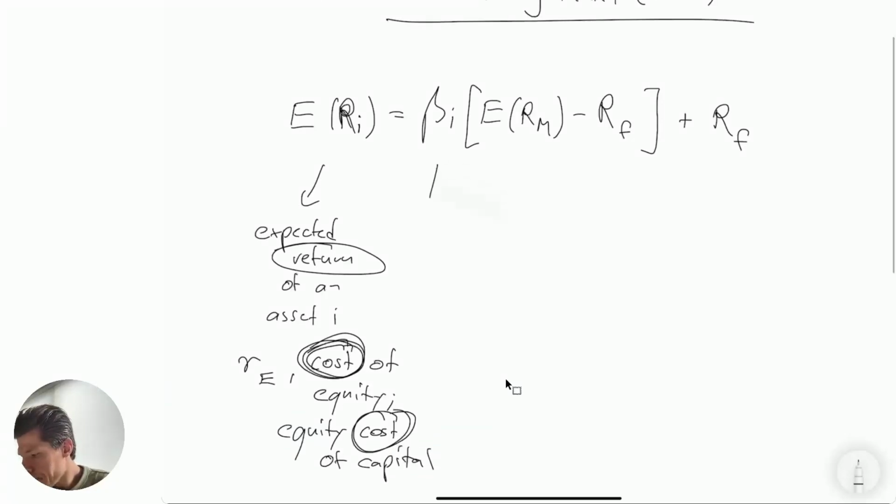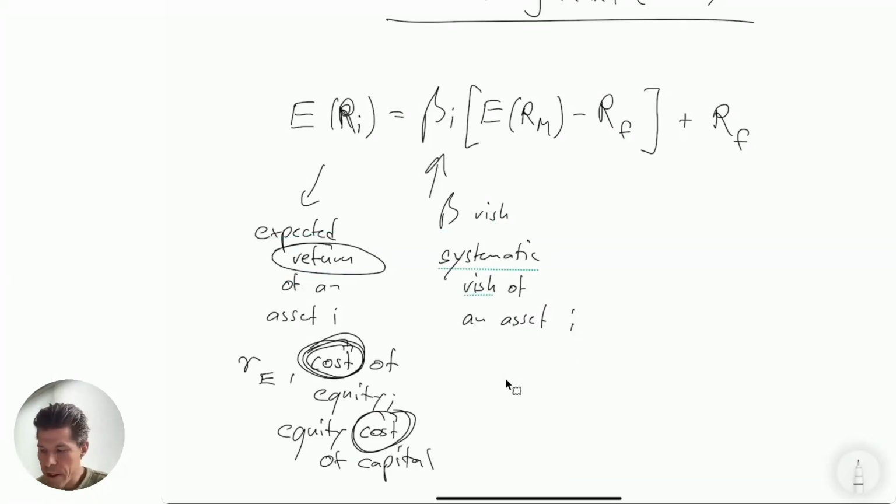Beta I is the systematic risk of an asset. Beta risk, systematic risk of an asset I. Here again, we talked about this in another video. We are concerned with the systematic risk.